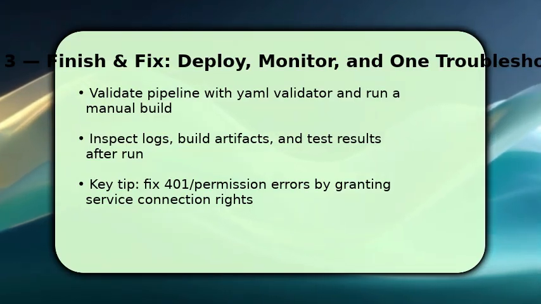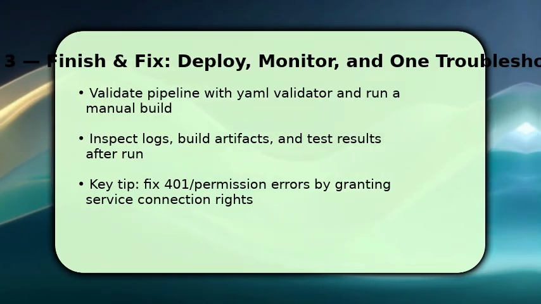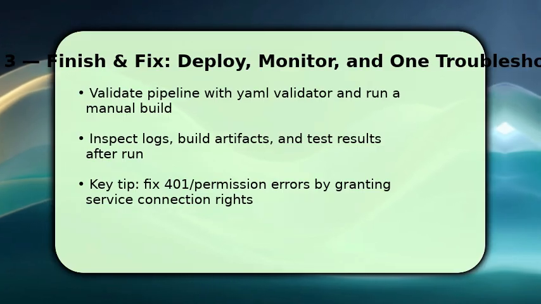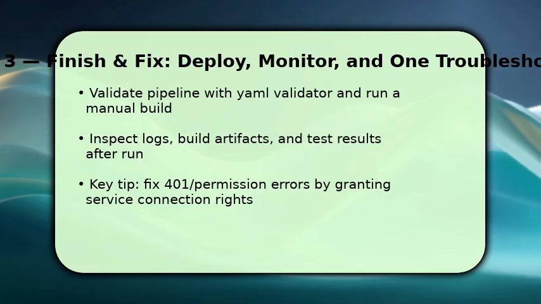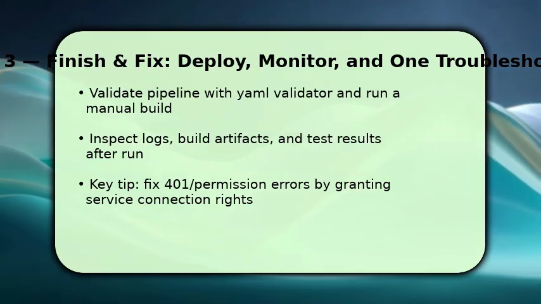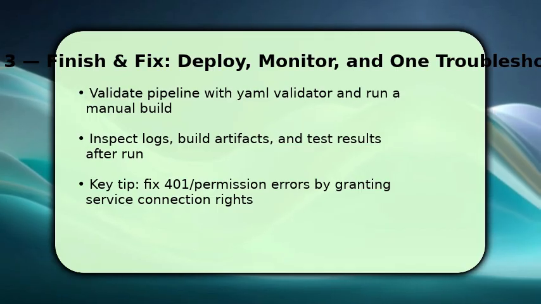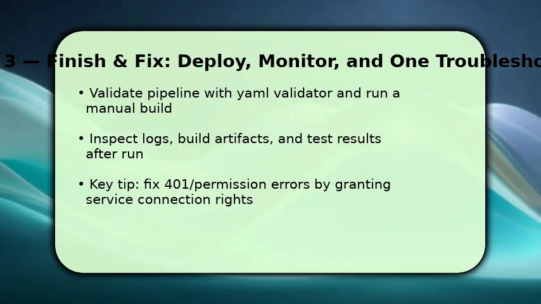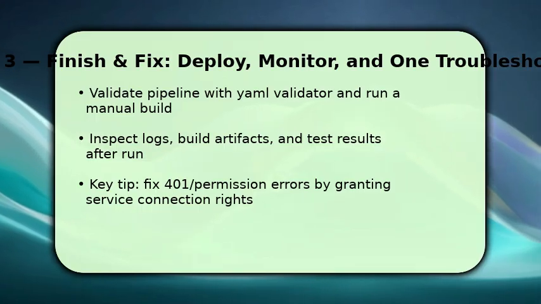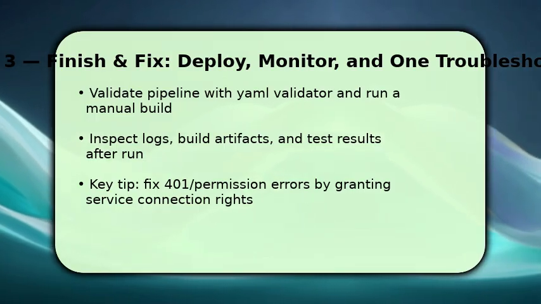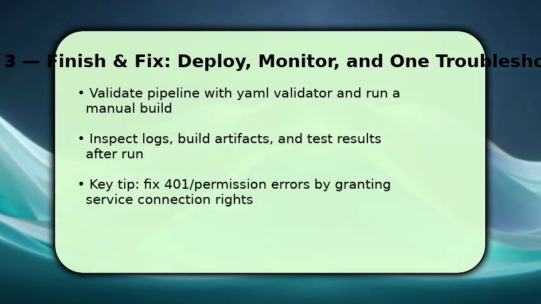Once the run completes, inspect logs for each step, verify artifacts and test results, and confirm deployment targets received the outputs. If something fails, check variable values and agent capabilities first. A common fix: if you see 401 or permission denied errors, make sure the service connection or pipeline identity has the correct repository and Azure resource.